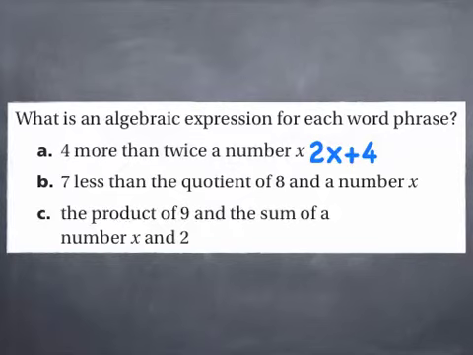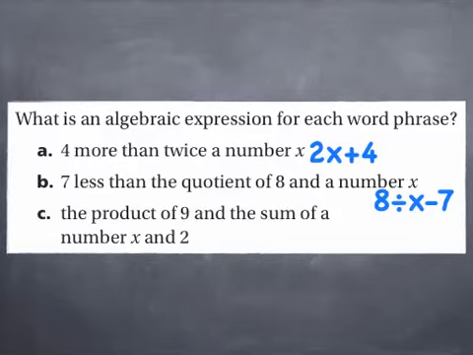B says 7 less than the quotient of 8 and a number x. The quotient of 8 and a number x means that we're going to have 8 divided by x, and then 7 less than that. Remember, less than order does matter. We're going to flip the order, so it's going to be 8 divided by x, and then we subtract 7 at the end.